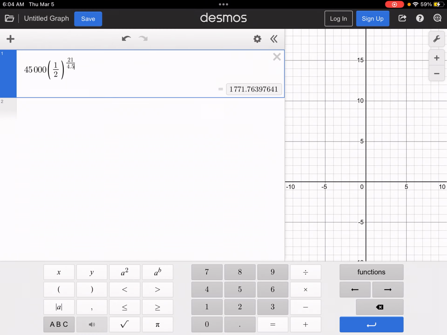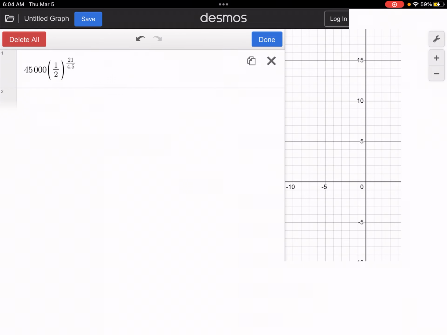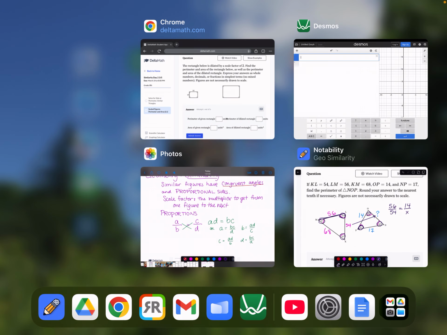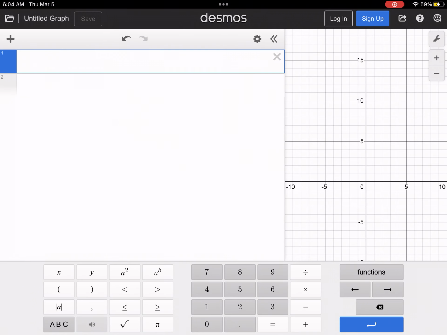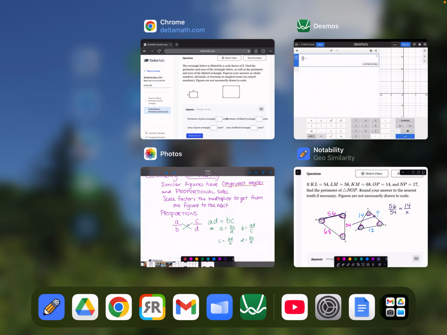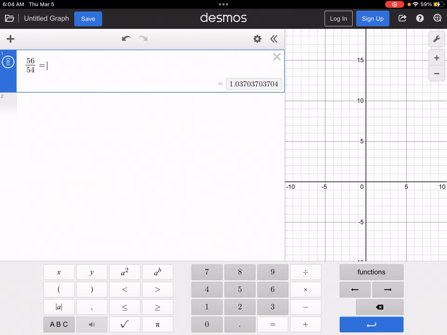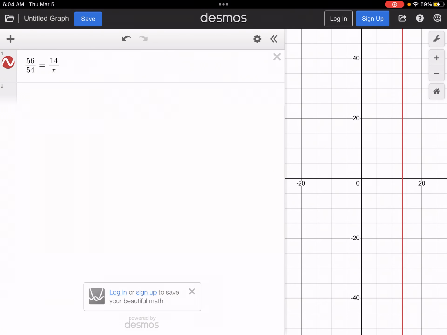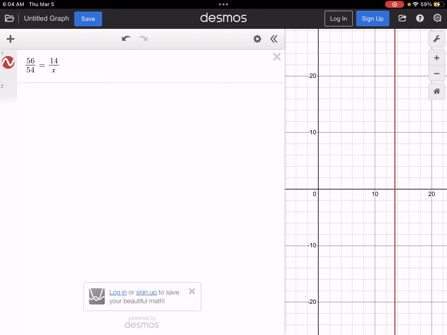Let me clear this out because I was doing stuff with another class. Okay, so we wanted, let me double check because I just forgot. Okay, so we have 56 over 54 equals 14 over x. By the way, Delta Math will show you a different way of doing these, but how I'm showing you still works.